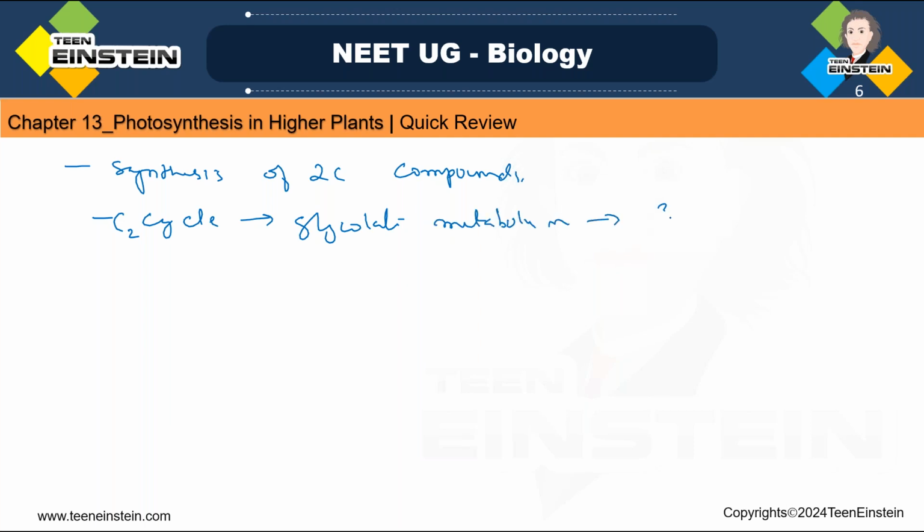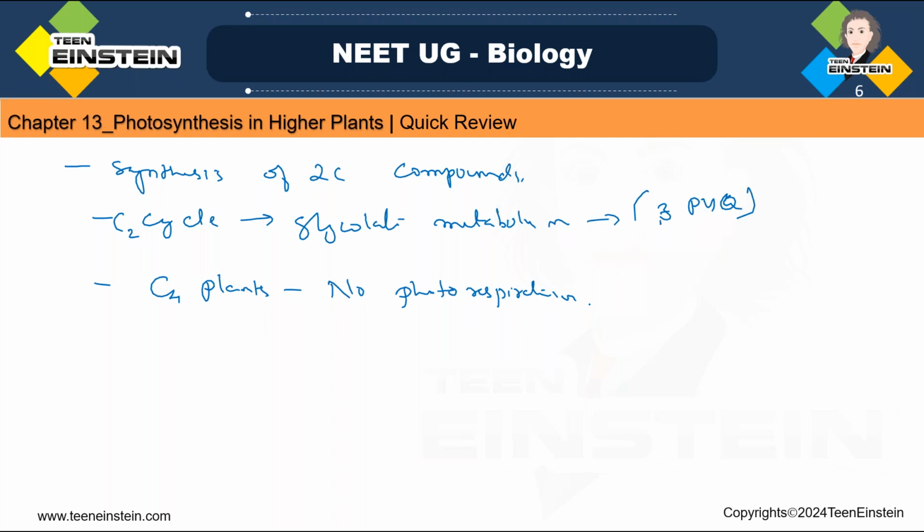This is repeated 3 times in previous year question papers. Okay, 3 times this question is repeated. And here C4 plants lack the process of photorespiration. No photorespiration, or there is no glycolate metabolism in C4 plants.